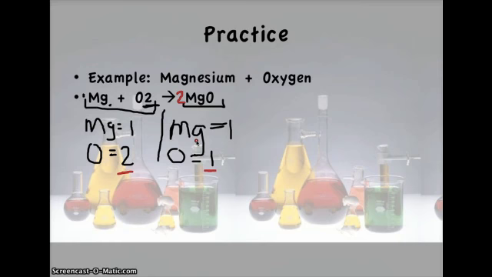Only add coefficients, do not add subscripts. So as convenient as it would be to just, how about I just put a 2 there? You cannot do that. That would be nice, but we can't. We can only add coefficients.